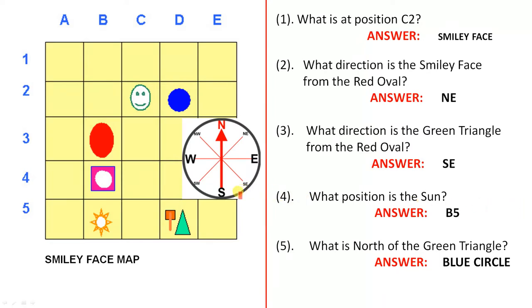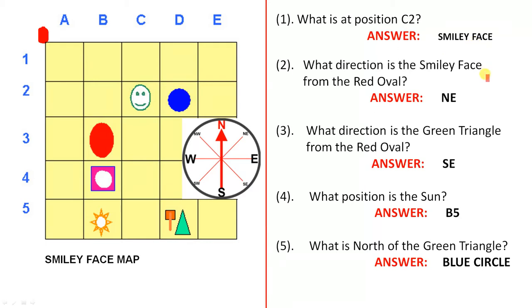Here's another simple map. It's called Smiley Face Map, and there's our compass for directions. Number 1, what is at position C2? So if we go to C2, we have to find out what is there. You can start from here, it doesn't matter which corner, so that could be a good starting line. So we go horizontal first, C2, and that's the smiley face.